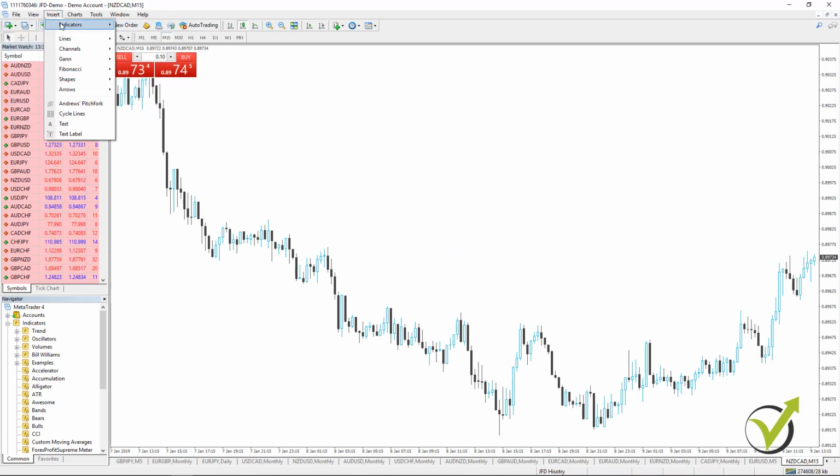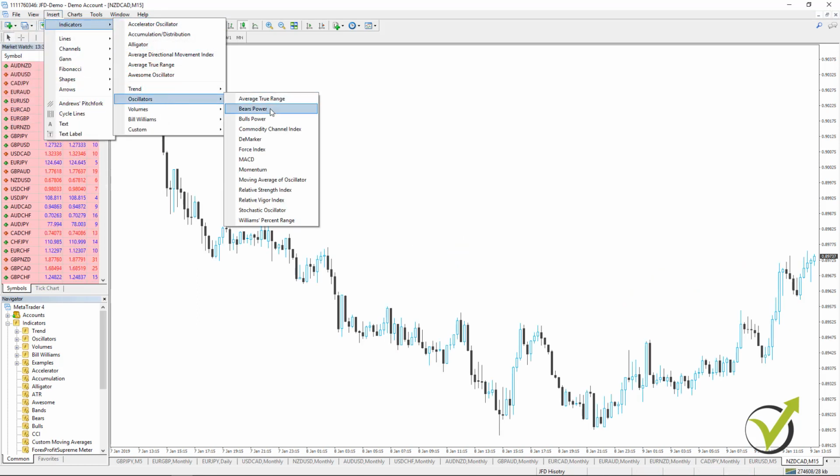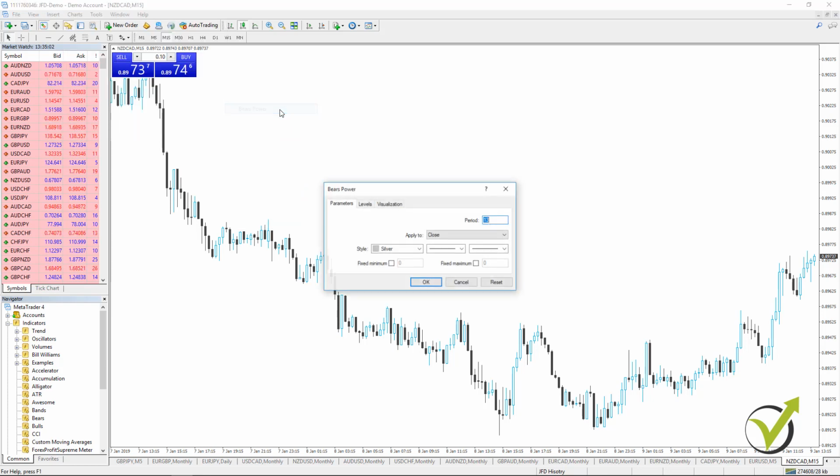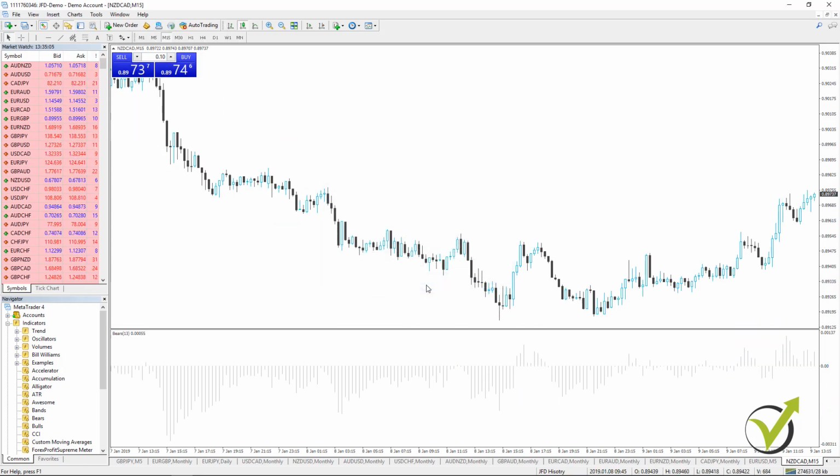I will click on insert indicators, oscillators, and the next one is the bear's power. I will click on OK, and you will see the bear's power is represented in bars that are just below the zero line and that are above the zero line.